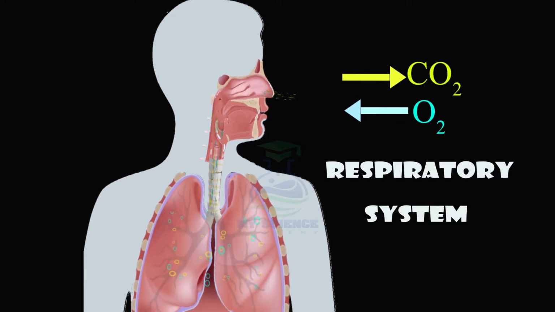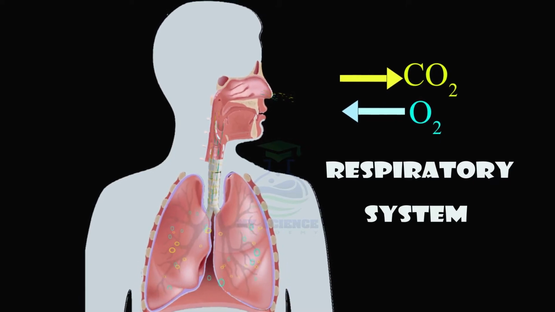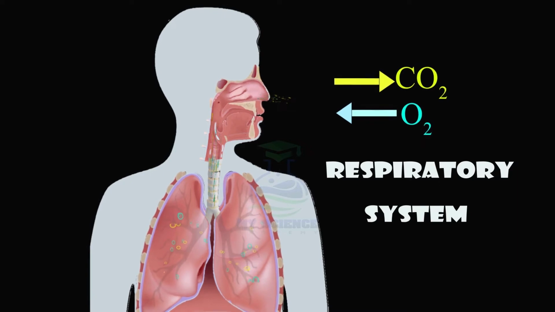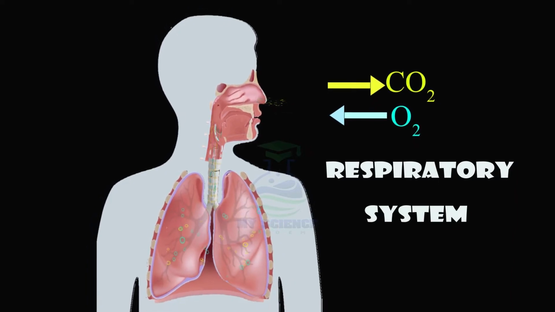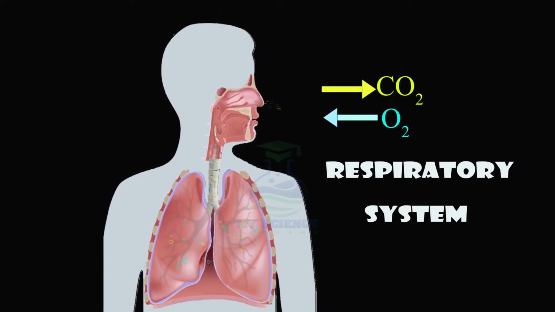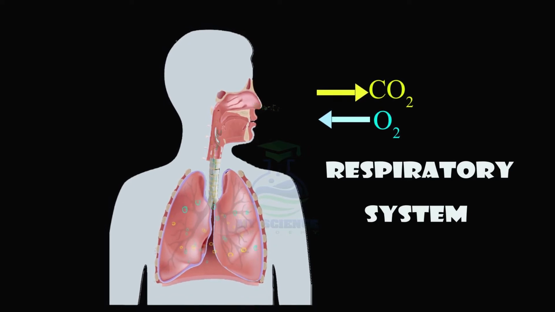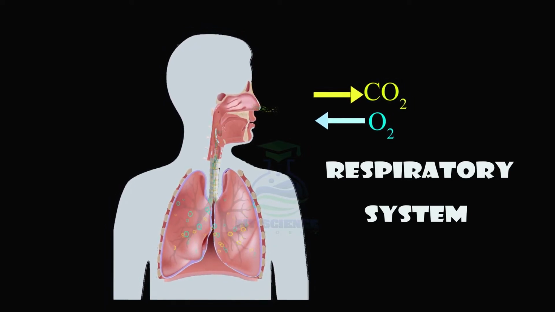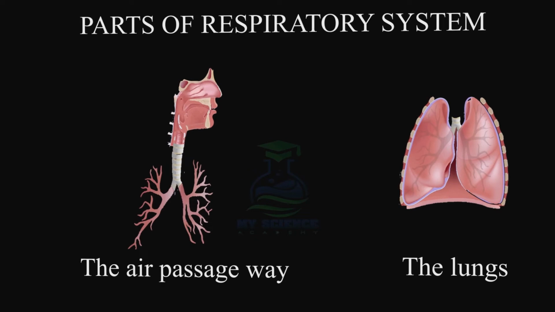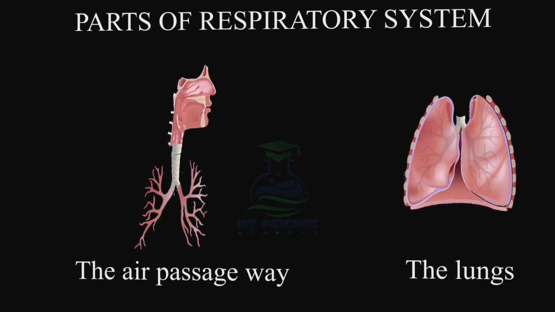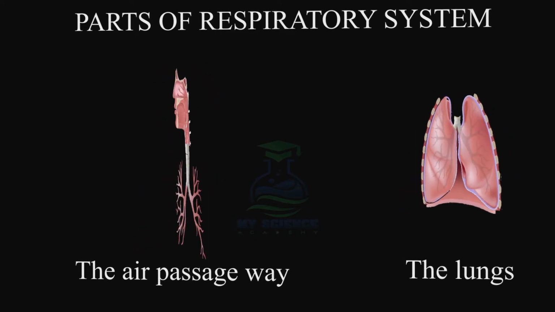Respiratory system is the system through which the exchange of gases is carried out in humans and other higher animals. In today's video, I'm going to discuss the complete structure and function of respiratory system in humans. It consists of two parts, the air passageway and the lungs.